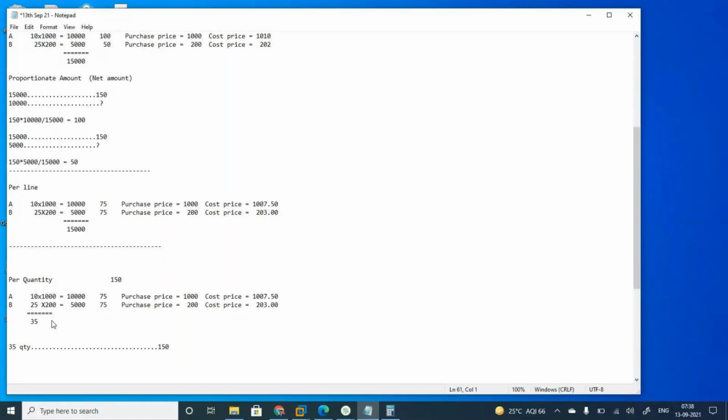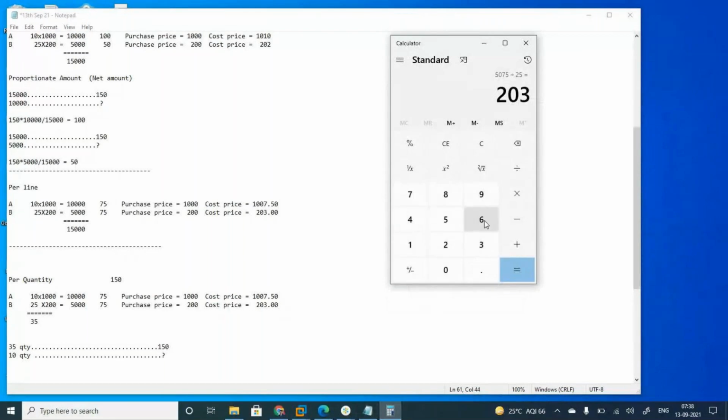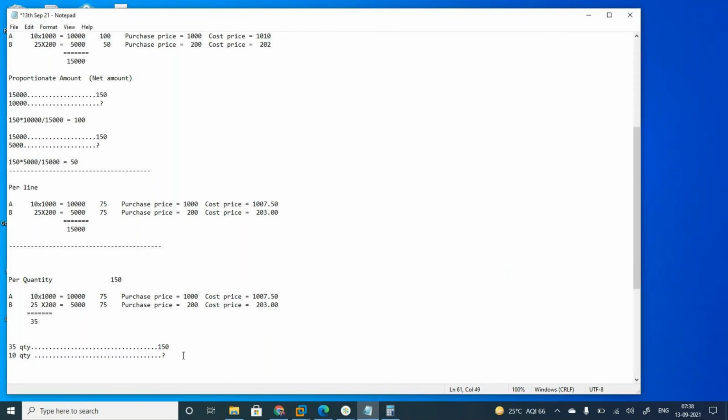For 10 quantity, how much? $150 multiplied by 10 divided by 35. 35. That gives 42.86. This amount is for the first line.